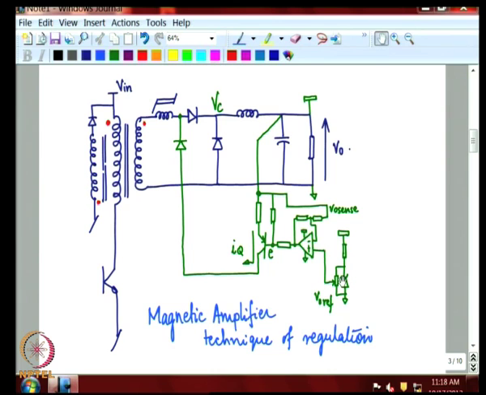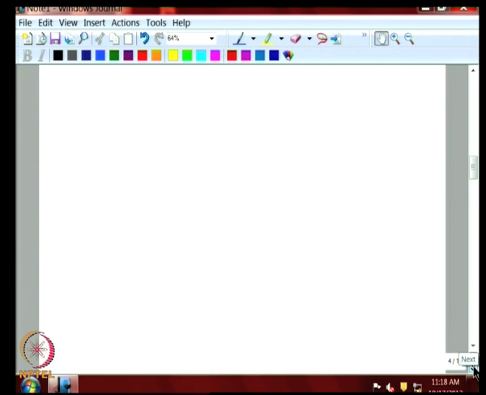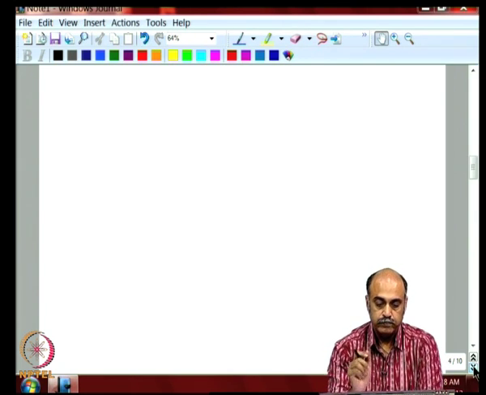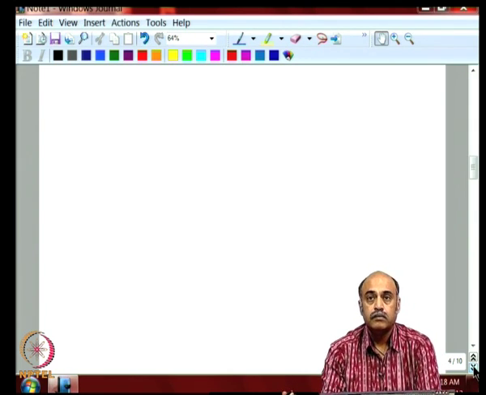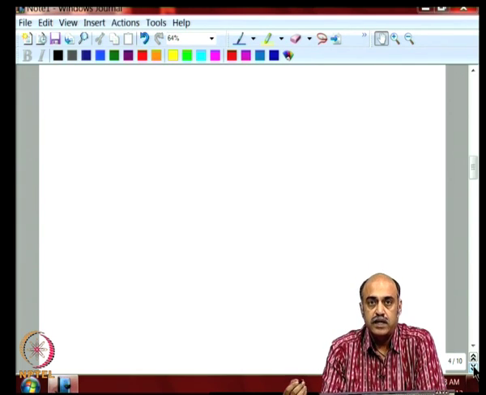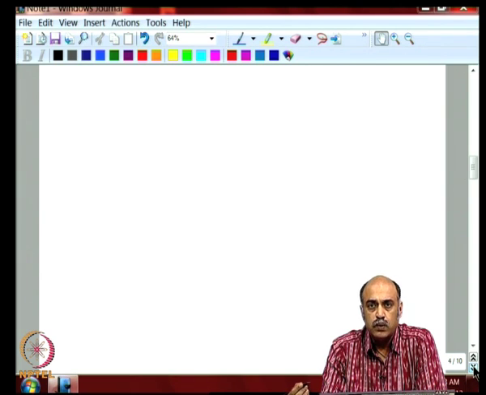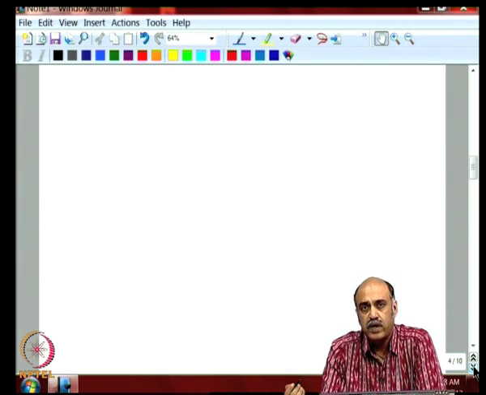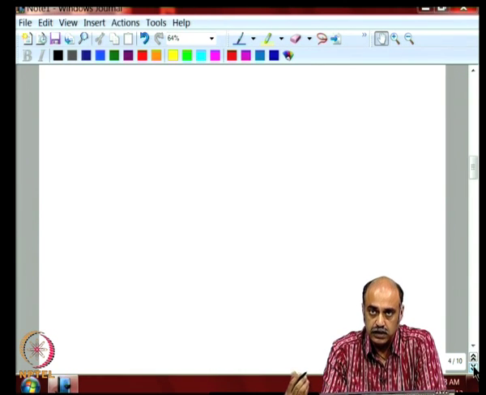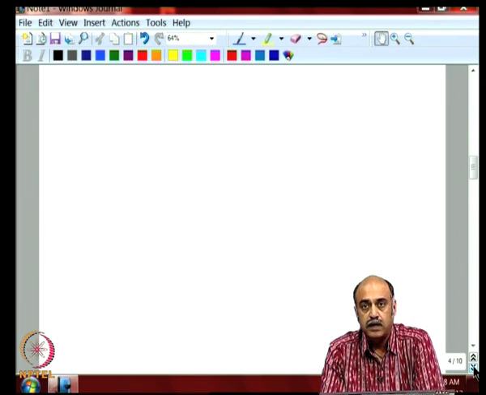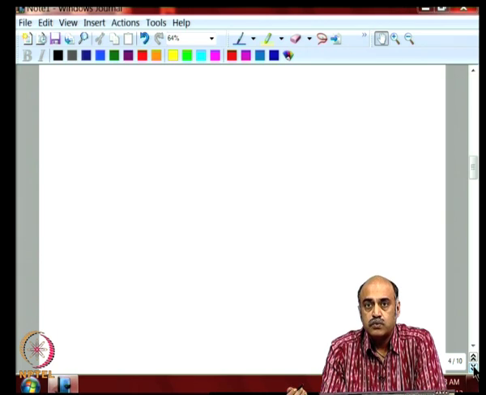So, now that we have studied various means of regulating the outputs of a multi-output DC-DC converter, we shall look at some applications where you may not want to regulate the output voltage, but you probably may want to regulate the current, or you may want to regulate both the current and the voltage. So, how do we go about doing current control?